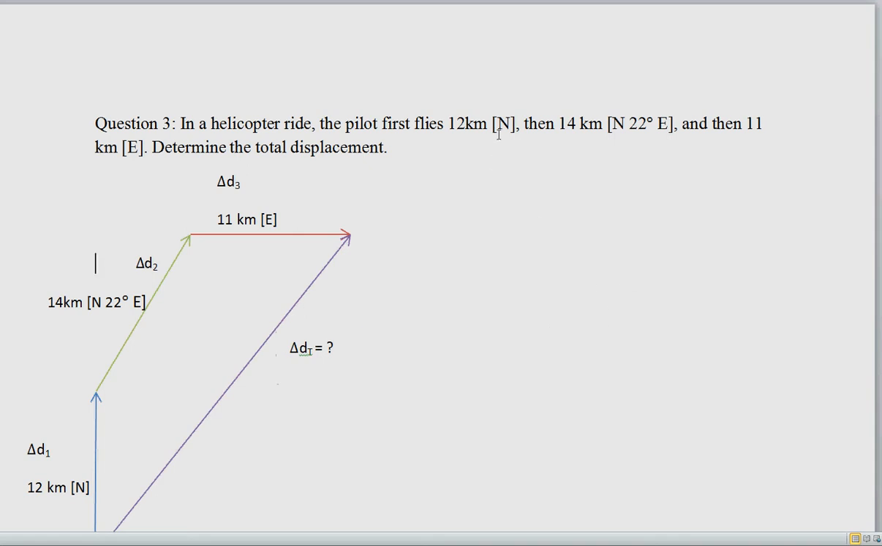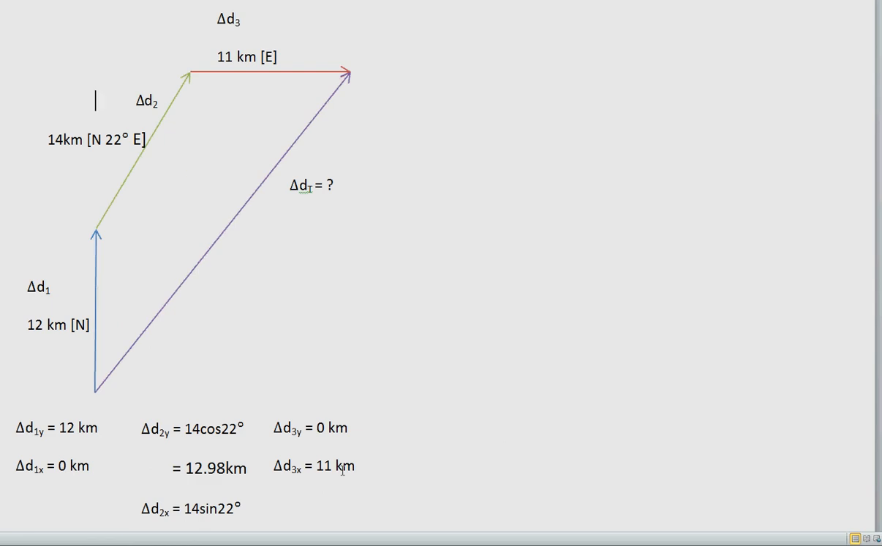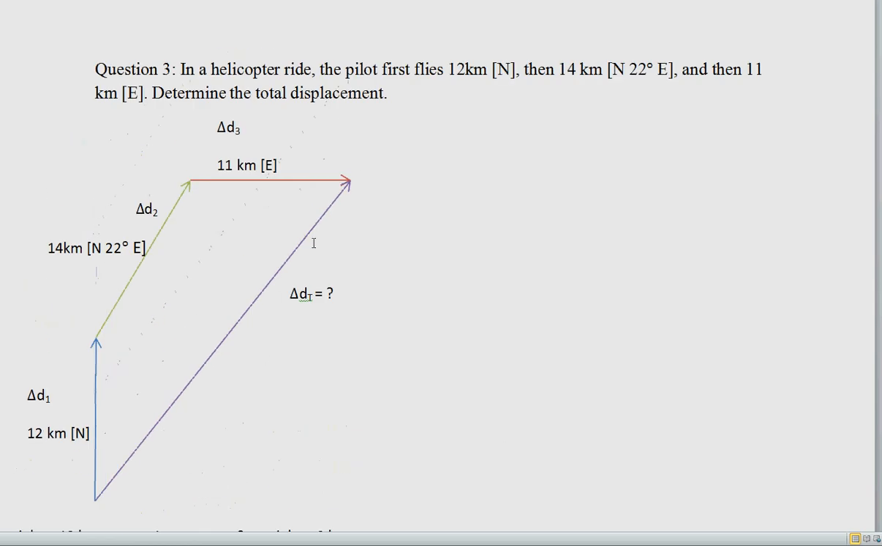Alright, I'm doing question 3. On a helicopter ride, the pilot first flies 12 kilometers north, and then 14 kilometers north, 22 degrees east, and then 11 kilometers east. So I've drawn the diagram as R3, so you can see our three displacements, and our total displacement is in purple.